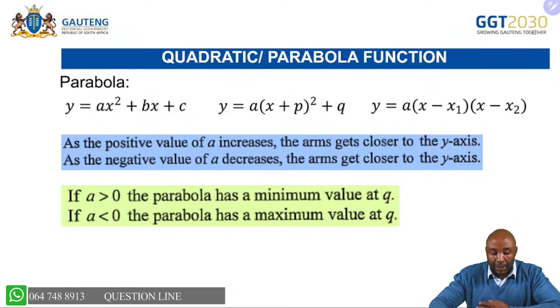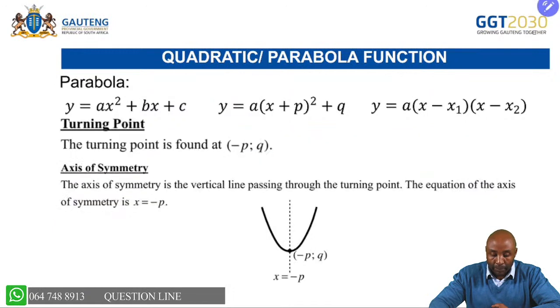And we know that if our A is greater than 0, as I said, it will be concave up. Q becomes our minimum, and we know that Q is the Y value at the turning point. If A is less than 0, our parabola is concave down, and we are saying Q becomes the maximum for that particular function.